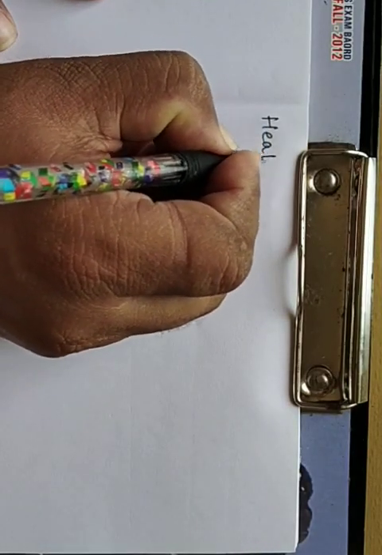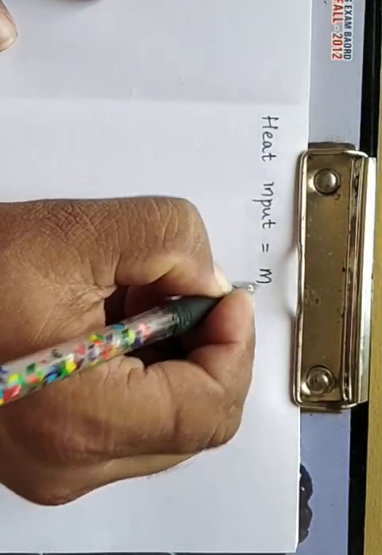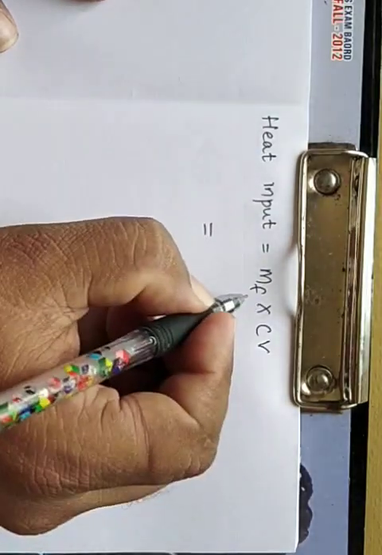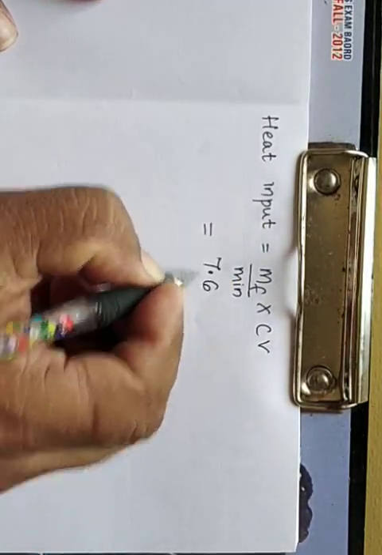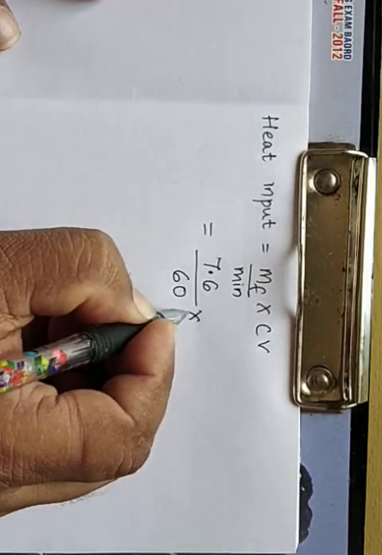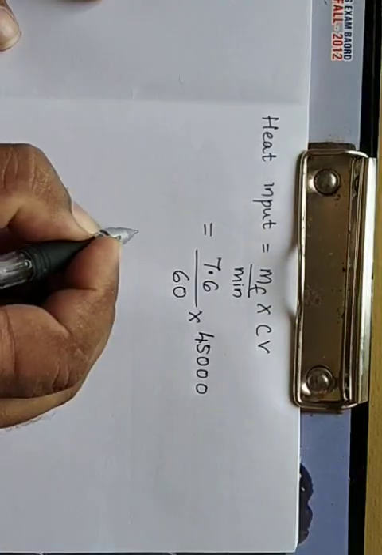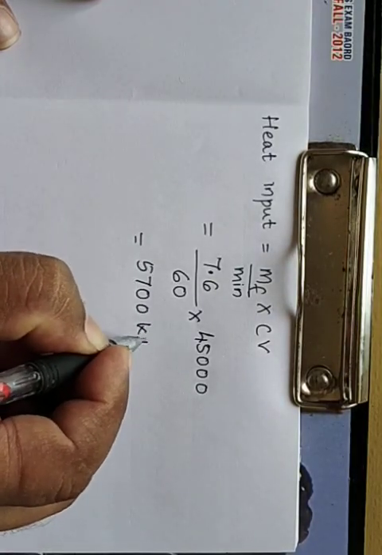After finding out indicated thermal efficiency, we will go to heat balance sheet, that is heat input or heat supplied is MF into CV, that is mass of fuel should be per minute. 7.6 kg per hour it is, so divided by 60 into calorific value is 45,000. So you will get the heat supplied as 5,700 kilojoules per minute.